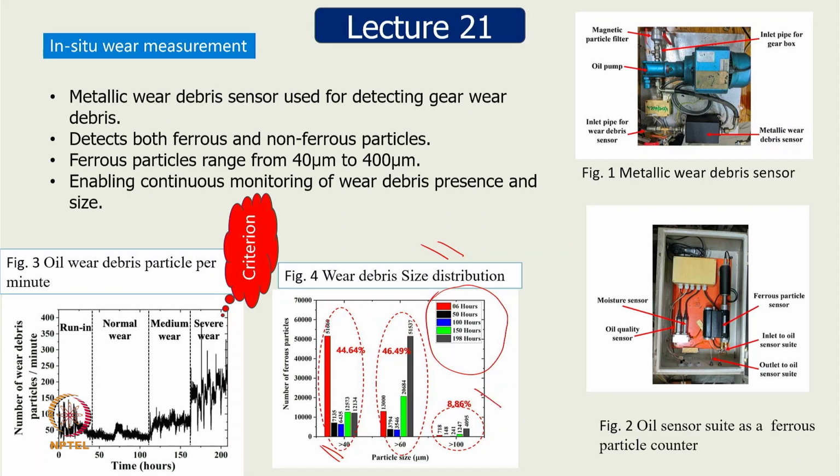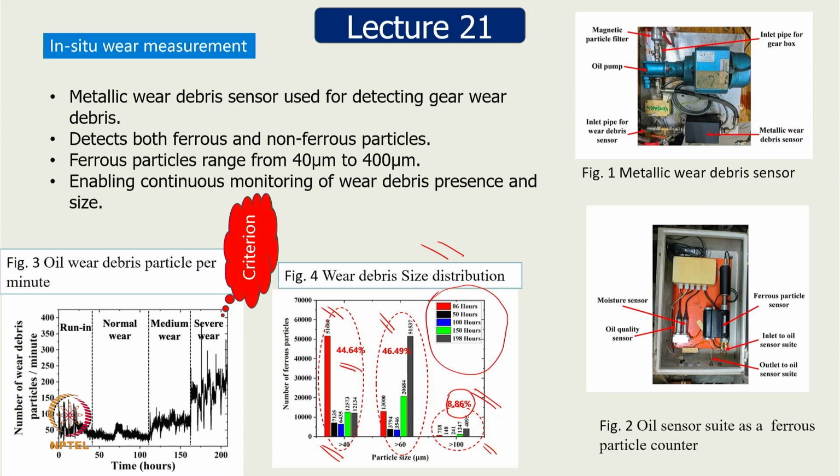In this case, we found that in the accelerated test, 8.86% of the particles were more than 100 micron in size. More than 47% of the particles ranged from 40 to 60 micron, and in this case it was around 44% for 40 micron size.